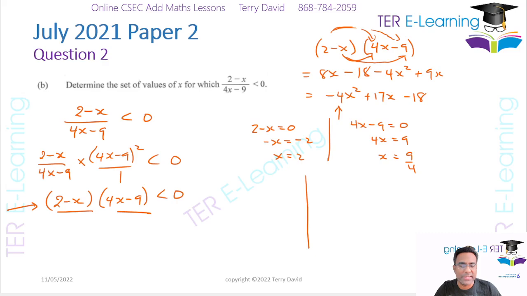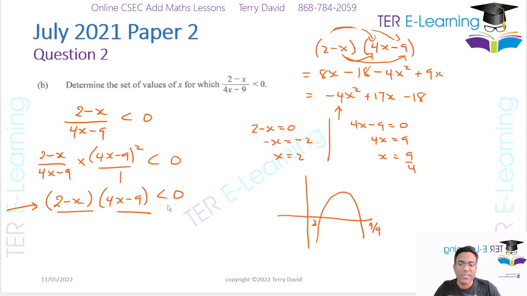Now, let's do a quick sketch to see how this graph is going to look. It's cutting at 2 and 9 over 4, and we know that it's going to have a maximum value. So therefore, this graph is going to look like this, where here is going to be 2 and here is going to be 9 over 4.